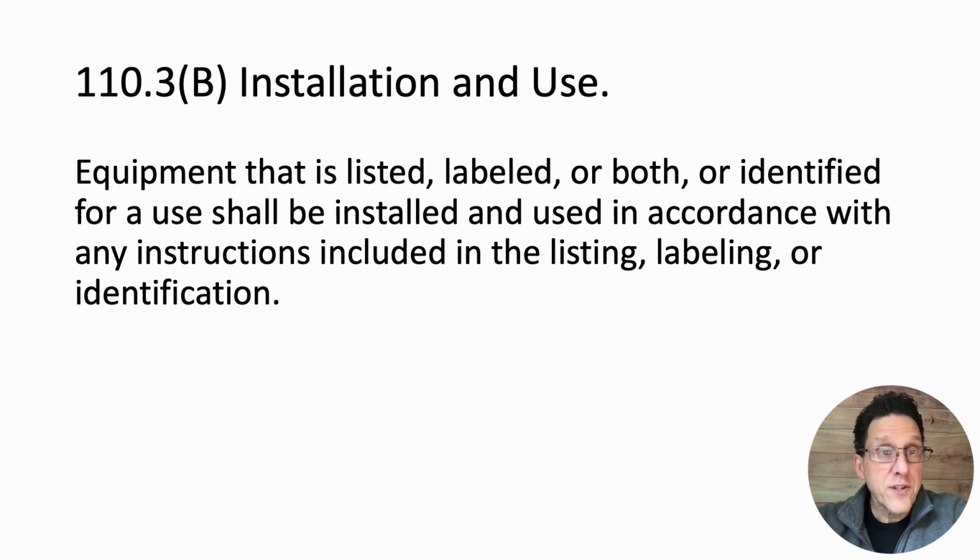As far as installation and use, equipment that is listed, labeled, or both. It could be listed but not labeled, or it could be listed and labeled. Doesn't matter. Listed, labeled, or both, or identified, right? So it might not be lab tested. If it's not lab tested, then it's not listed, but it might be identified or made specifically to do a certain function. In any case, if it's listed, labeled, or both, or identified for use, that equipment shall be installed and used in accordance with any instructions included in that listing, labeling, or identification.